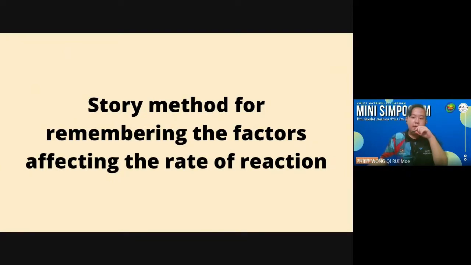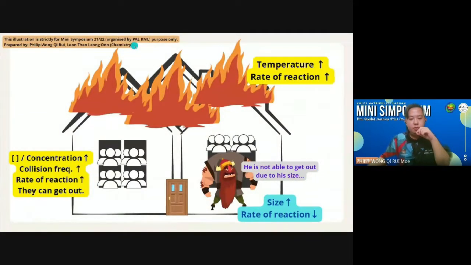Thank you, Leon. Now, for the first method, we'll be using a story method approach in remembering the factors affecting the rate of reaction. It will be a story about a giant and other people trying to escape a burning house. Now let's get into it. From here, we can see that we have a burning house, meaning that the temperature will be increasing, hence the rate of reaction will also increase.